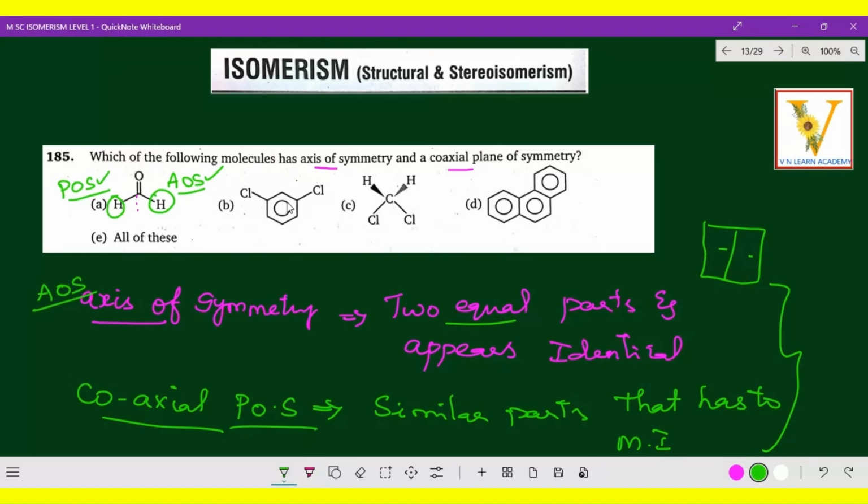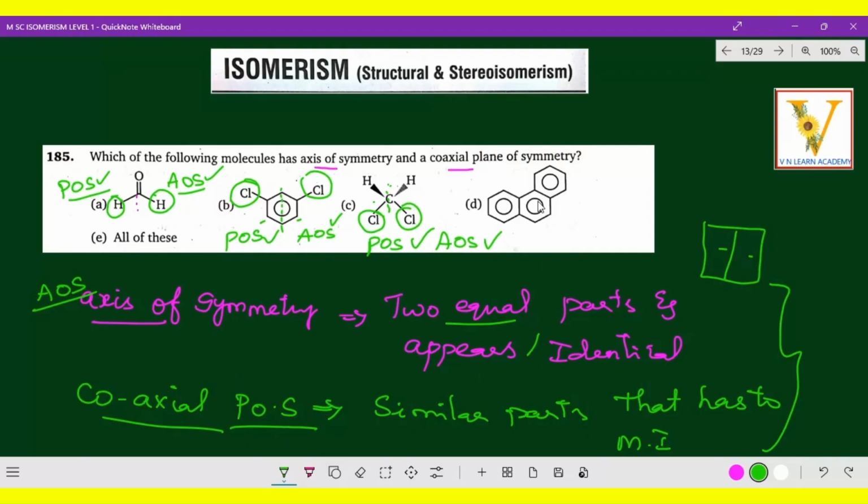Right, now the next one. When you cut both sides, this is CH, so here also POS is present and AOS is present. Now here there is a wedge and a dash position, with Cl here and Cl here. When you cut this side, this side also has hydrogen, hydrogen, wedge and dash, up and down. So in this also POS is present and AOS is present. You got the idea of what we mean by AOS and POS?